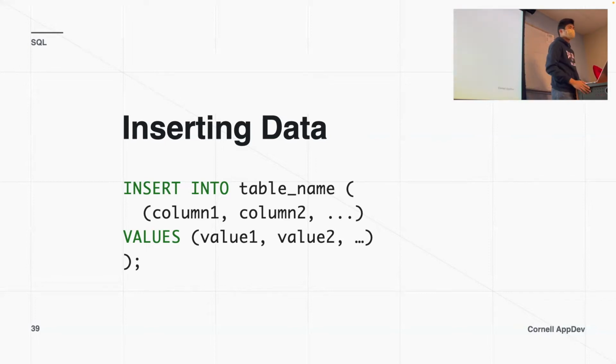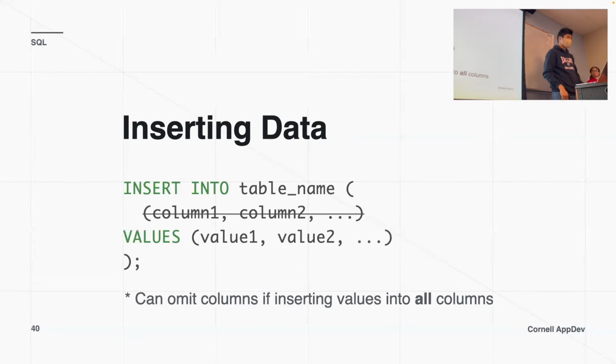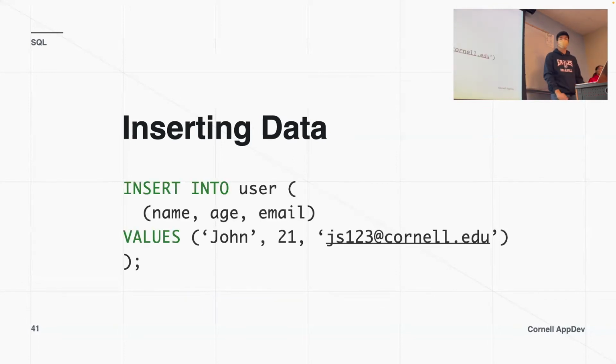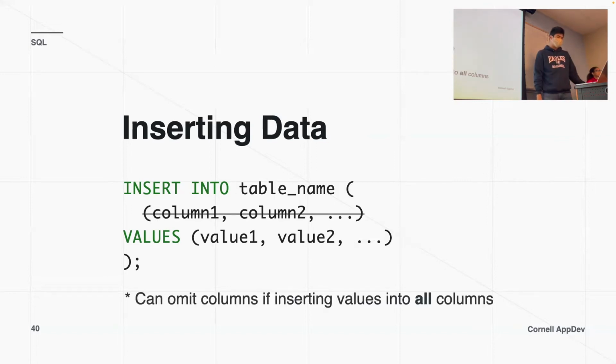So an example of this will look like this, right? If we want to insert a user called John, age 21, and that email, this is what the SQL query would look like. One thing to note, which was in the previous slide, is if we're inserting values into every single column that exists in the table, we don't actually have to specify what columns we want to insert into.